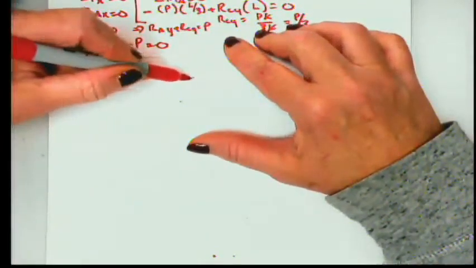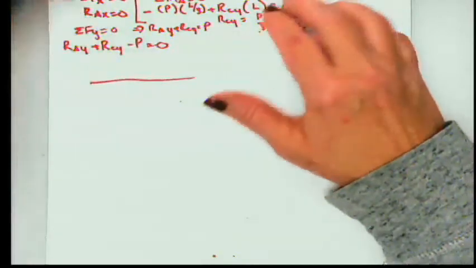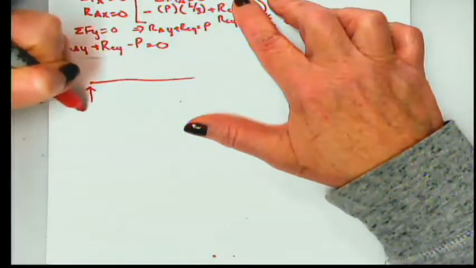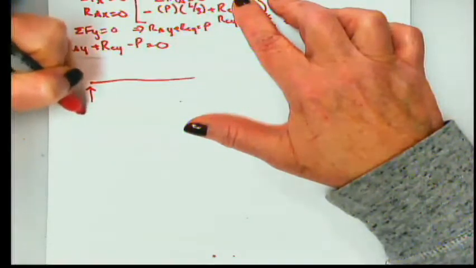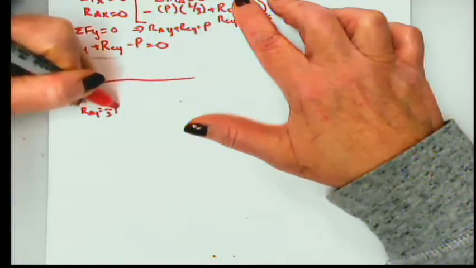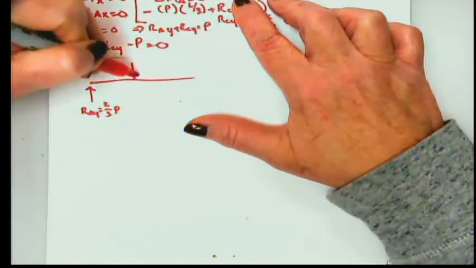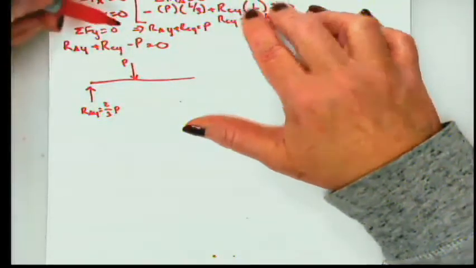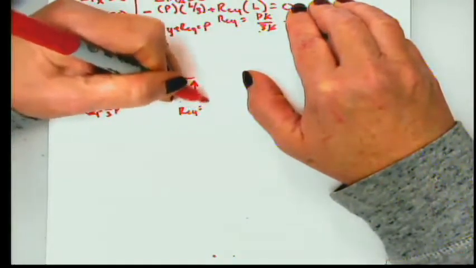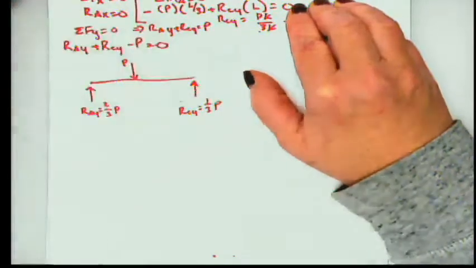All right, so now I know it asked me to draw a shear diagram, and this is where we are doing something new. The first thing we do is draw our free body diagram that looks like this. We have RAY, and we have a value for that, 2/3 P. And then we have P, and then we have our CY, which equals 1/3 P.